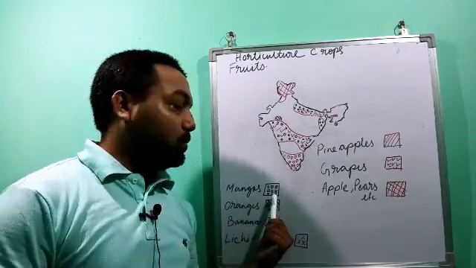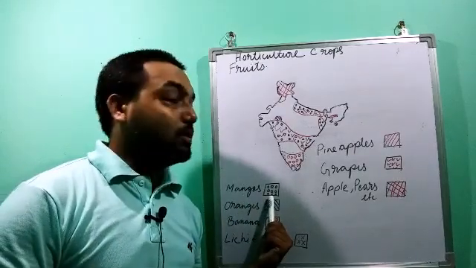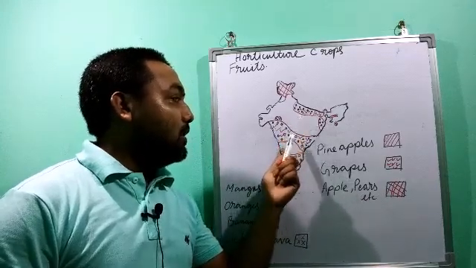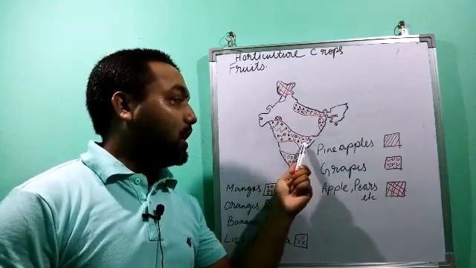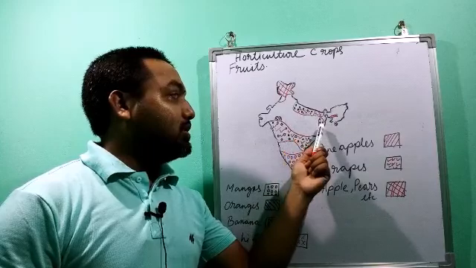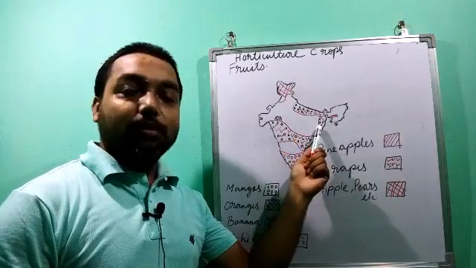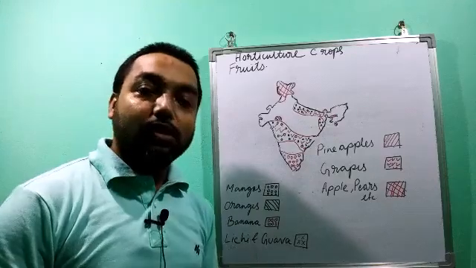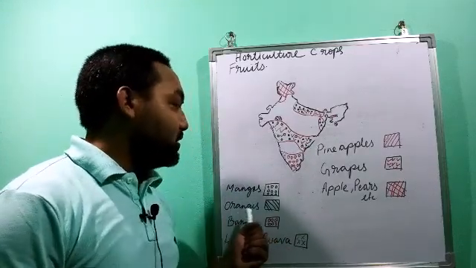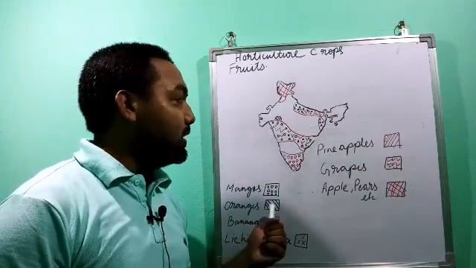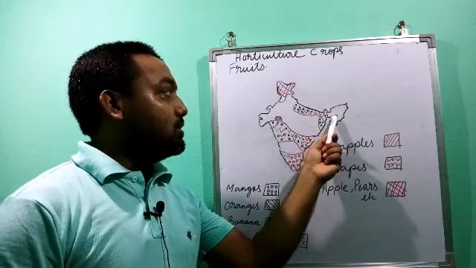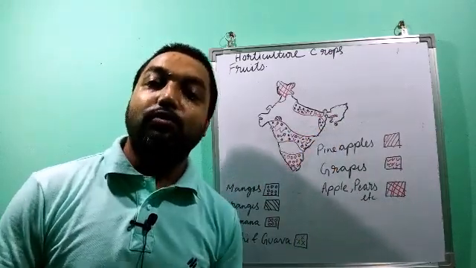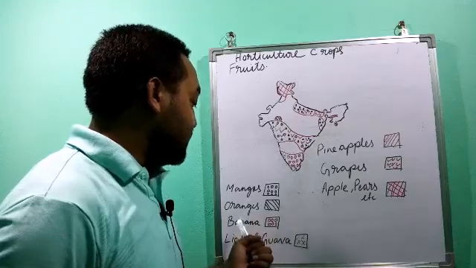First one is mango. The symbol for mango, I am using this. Here mango is produced in Maharashtra, then Andhra Pradesh, then Uttar Pradesh and some parts of West Bengal. In this area, a huge amount of mangoes are produced. Next, oranges. Oranges are found in Cherrapunji and some parts of Maharashtra, that is Nagpur in Maharashtra. Then next is banana.